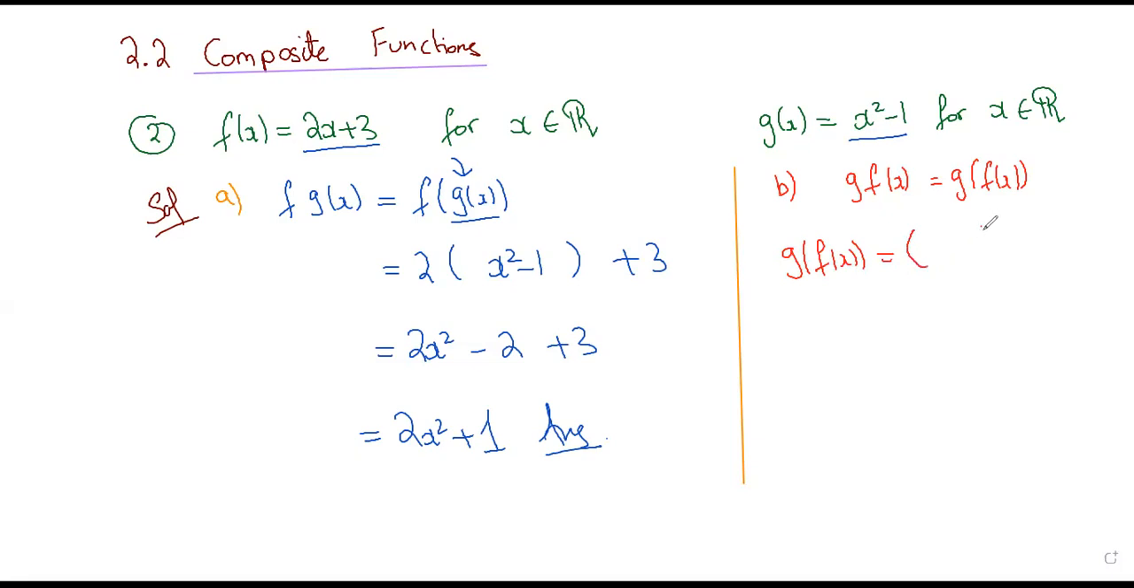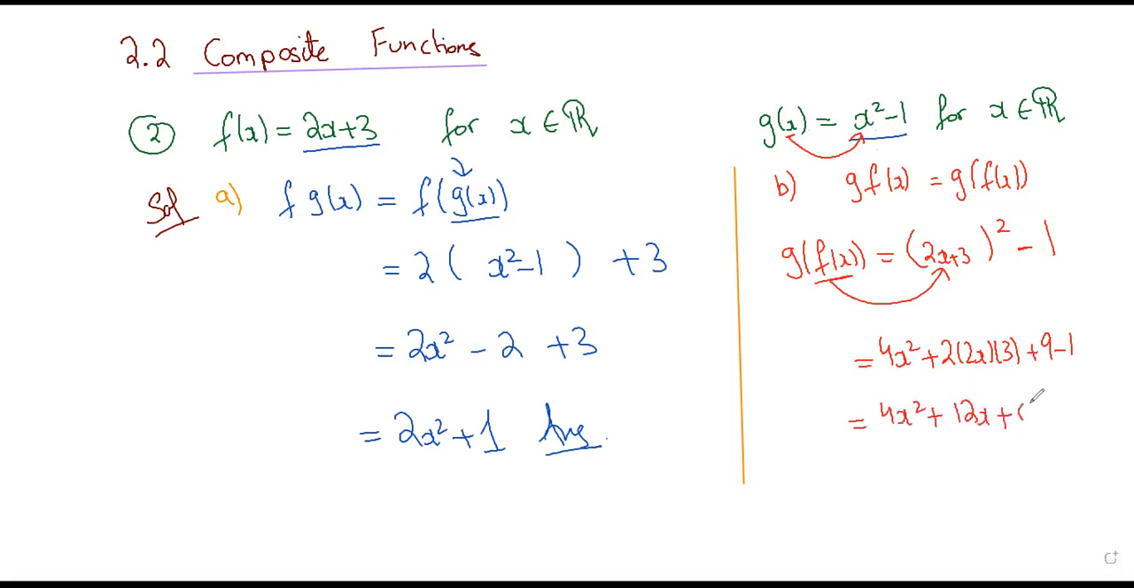So we have x squared minus 1. Now instead of x, I will be plugging in the function f, that is 2x plus 3. Look, here we had x, so I had x here. Now I have f of x, so I'll be plugging in f of x here, okay? Now I need to expand it. So it would become 4x squared plus 2 into 2x into 3 plus 9 minus 1. So it would become 4x squared plus 4 into 3 is 12x plus 8. This is going to be the answer.